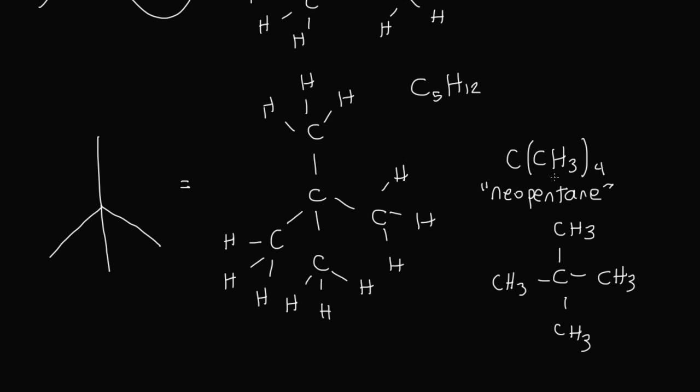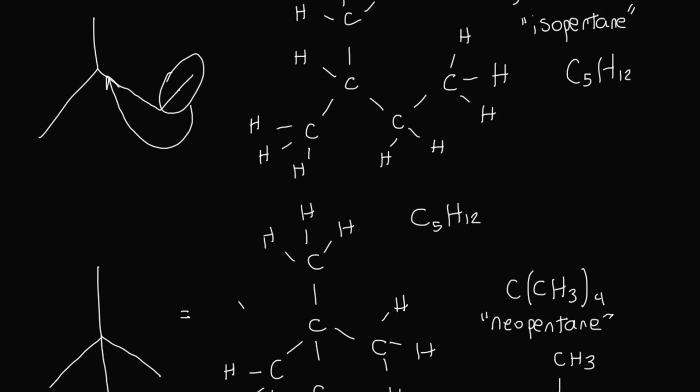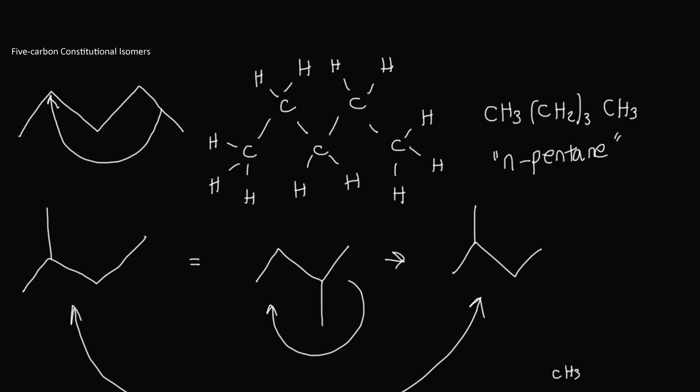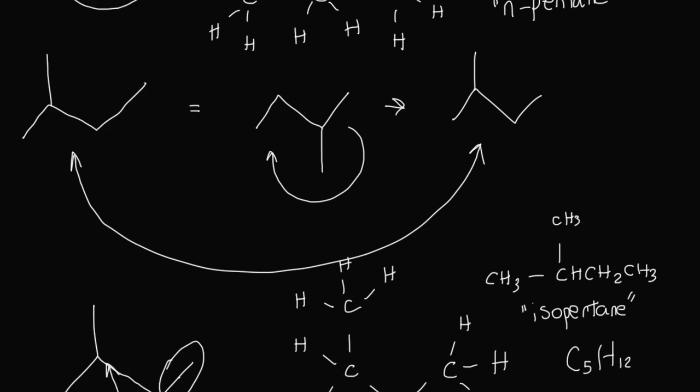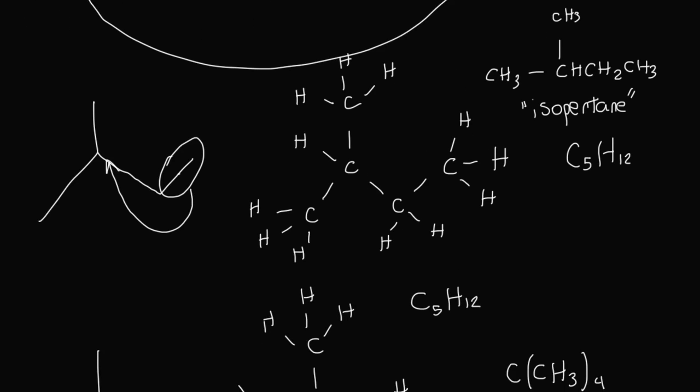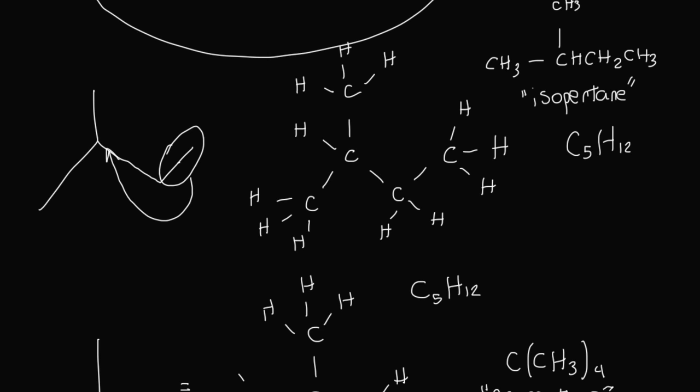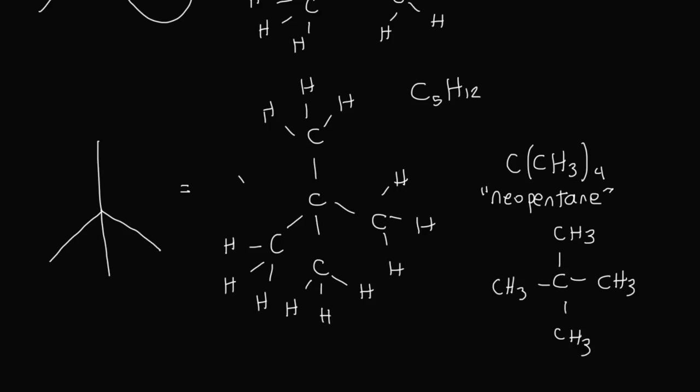It's going to have 2 branches instead of 1. If it has 1 branch, it's isopentane. If it has no branches, it's n-pentane. So we'll just take one quick look at what we've seen so far. We have n-pentane up there with no branches. We have isopentane here with 1 branch. And then finally with 2 branches, we will have, where is it? Right down there, we have neopentane.